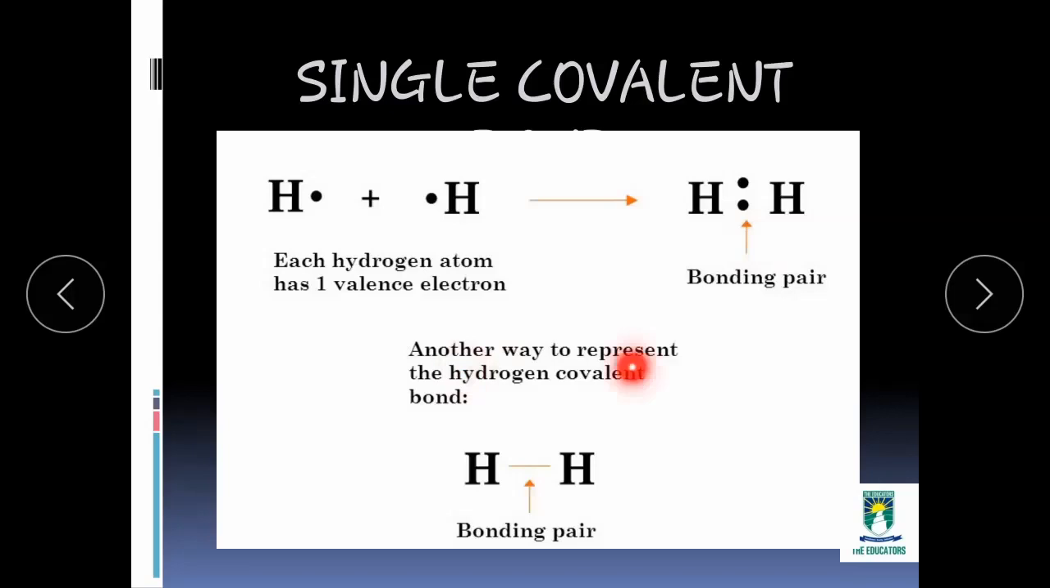Another way to represent the hydrogen covalent bond is this. This single dash represents that a single covalent bond is present. So what are the examples of single covalent bond? Hydrogen. And how can we define a single covalent bond? The type of covalent bond which is formed by the sharing of 1 electron from each atom is called a single covalent bond.